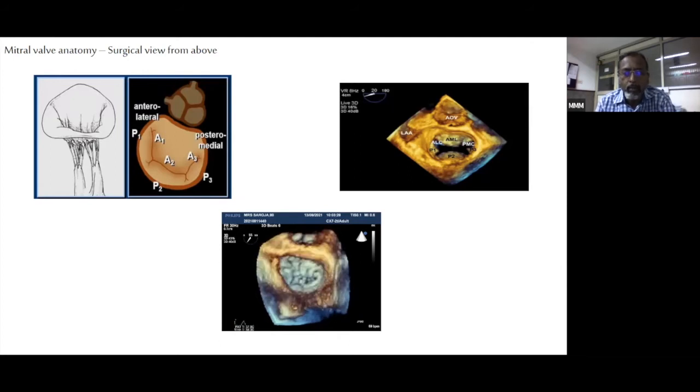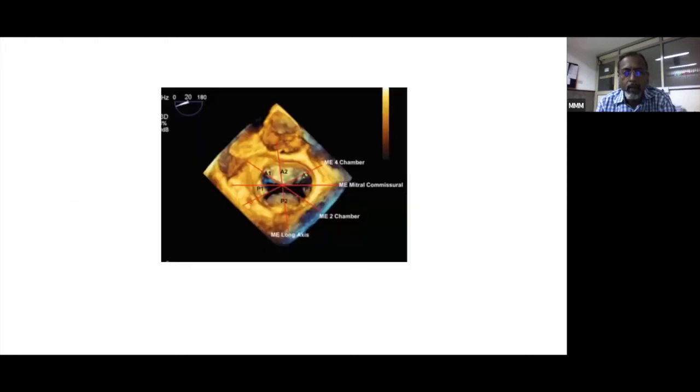This is one of the important pictures we should always know: when we do echocardiographic window views, where exactly we are cutting across. These are the four important views: mid-esophageal four-chamber, mitral commissural, two-chamber, and the mid-esophageal long axis. In addition to that, we have a transgastric view.